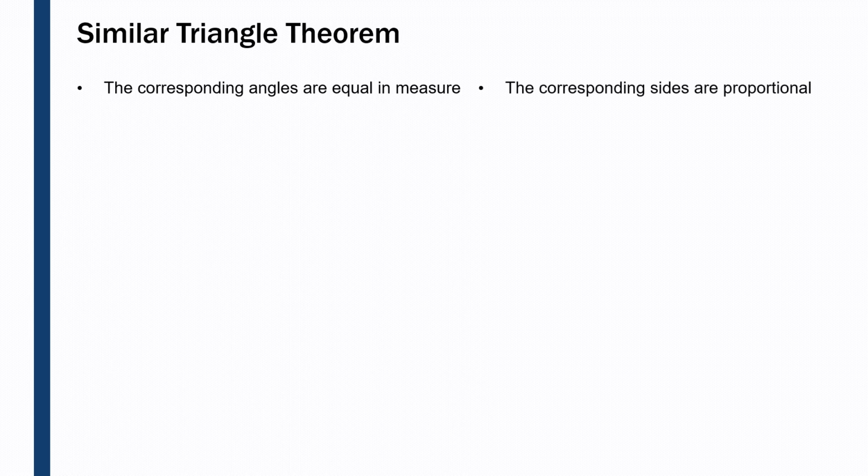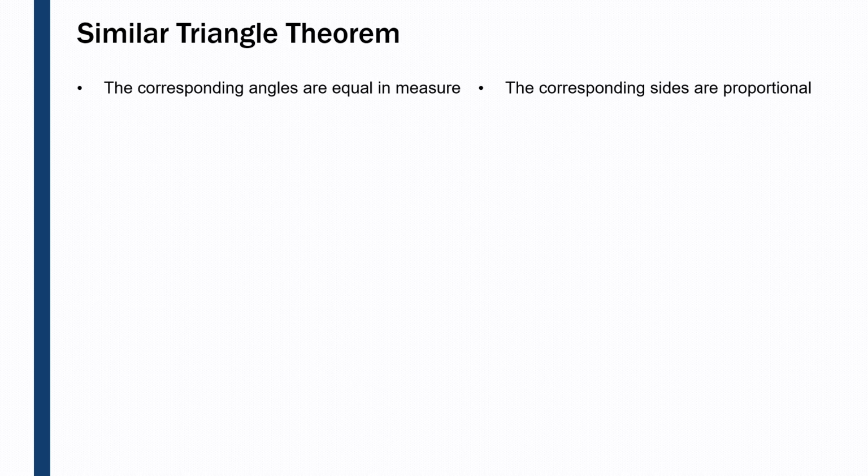In order to prove our secant theorem, it will be useful to use a similar triangle theorem. In relation to the definition of similar triangles, there are the following properties. The corresponding angles are equal in measure. The corresponding sides are proportional. Two triangles that have the same shape but not necessarily the same size are said to be similar to each other.